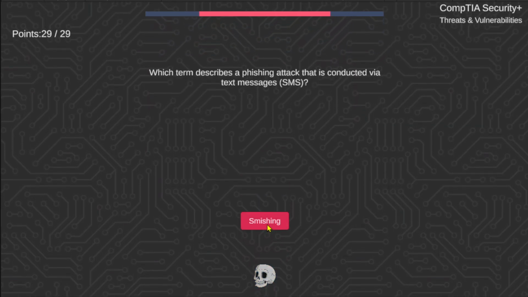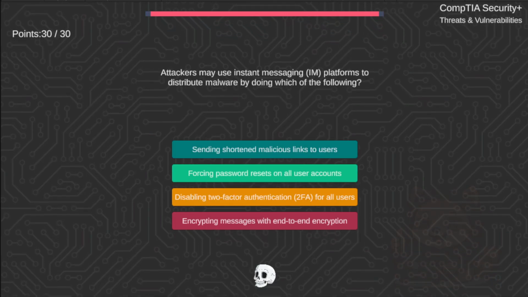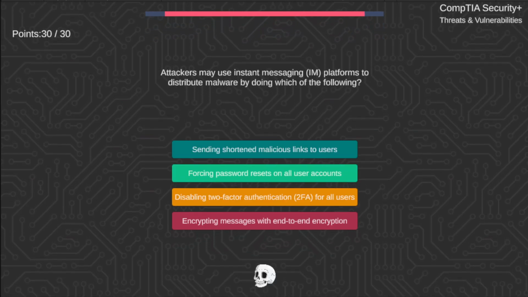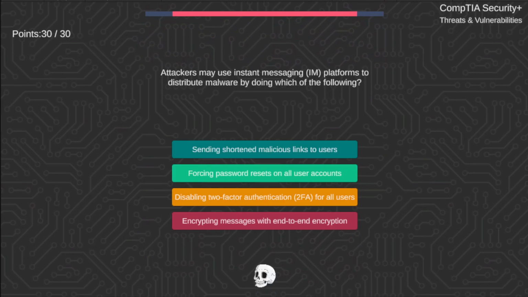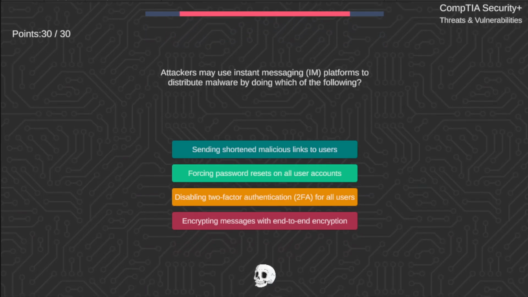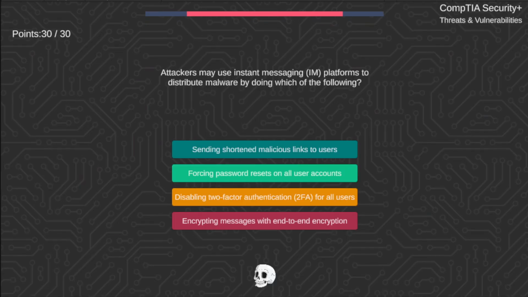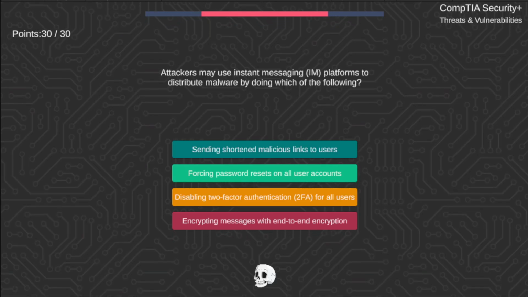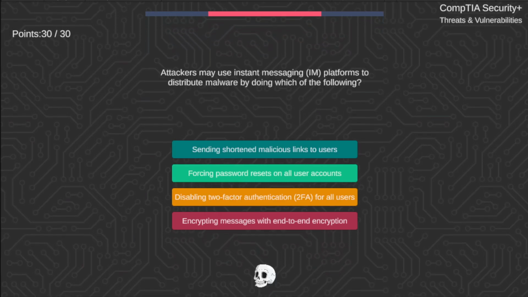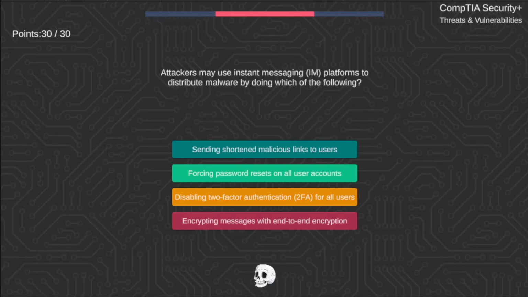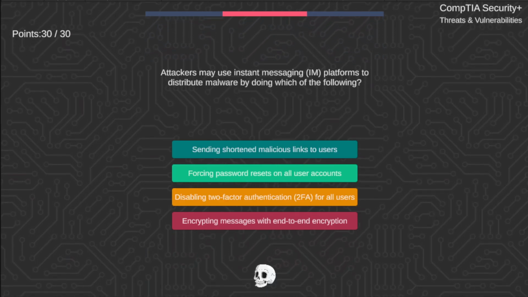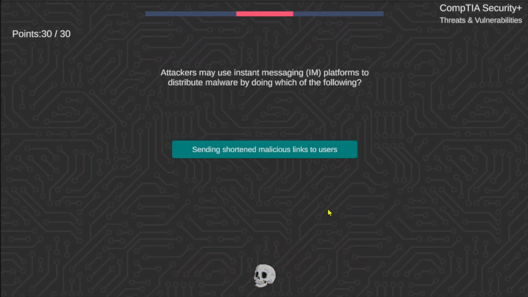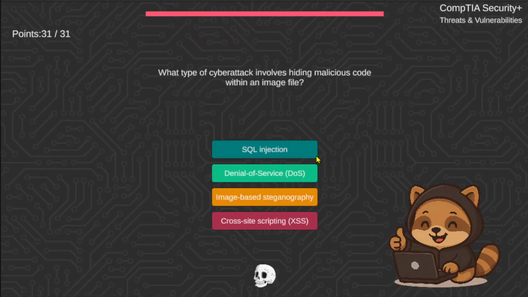Correct answer is smishing. Attackers may use instant messaging platforms to distribute malware by doing which of the following? Sending short and malicious links to users, forcing password resets on all user accounts, disabling two-factor authentication for all users, or encrypting messages with end-to-end encryption. Attackers may use instant messaging platforms to distribute malware by doing which of the following? Correct answer is sending short and malicious links to users.